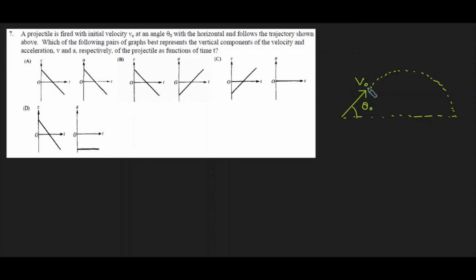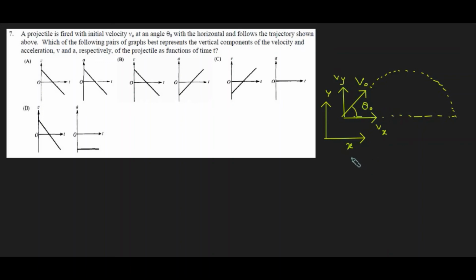So we can resolve this v0 into two directions, along x and along y. So let's define our coordinate system here. This is the x and this one is the y direction. So v0 can be resolved into two components, along the x direction, that is the horizontal direction, vx, and along the y direction it is vy.